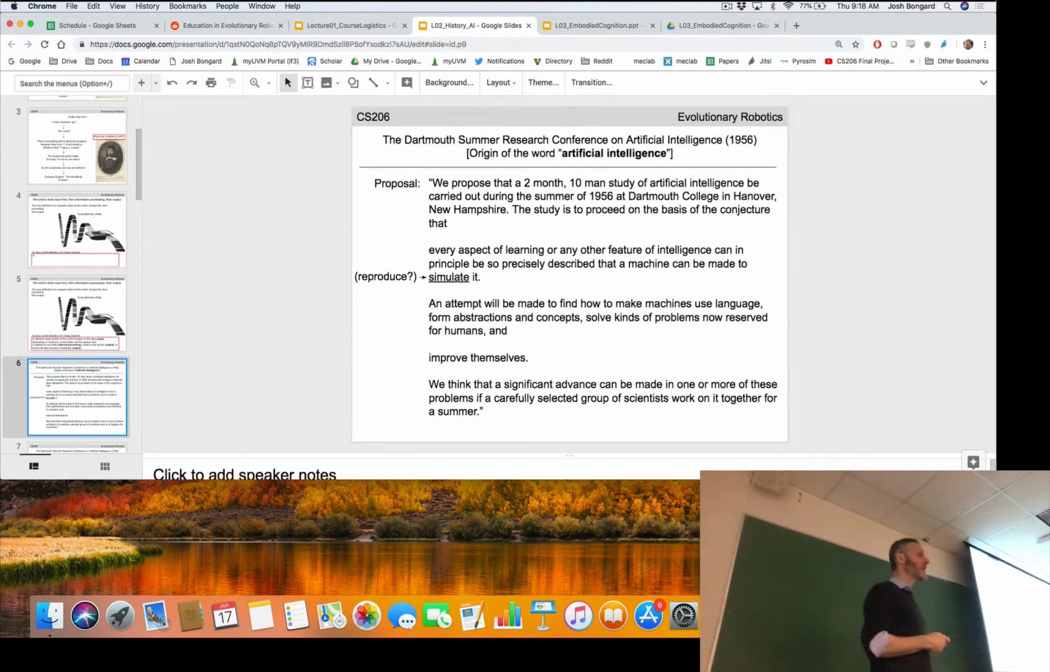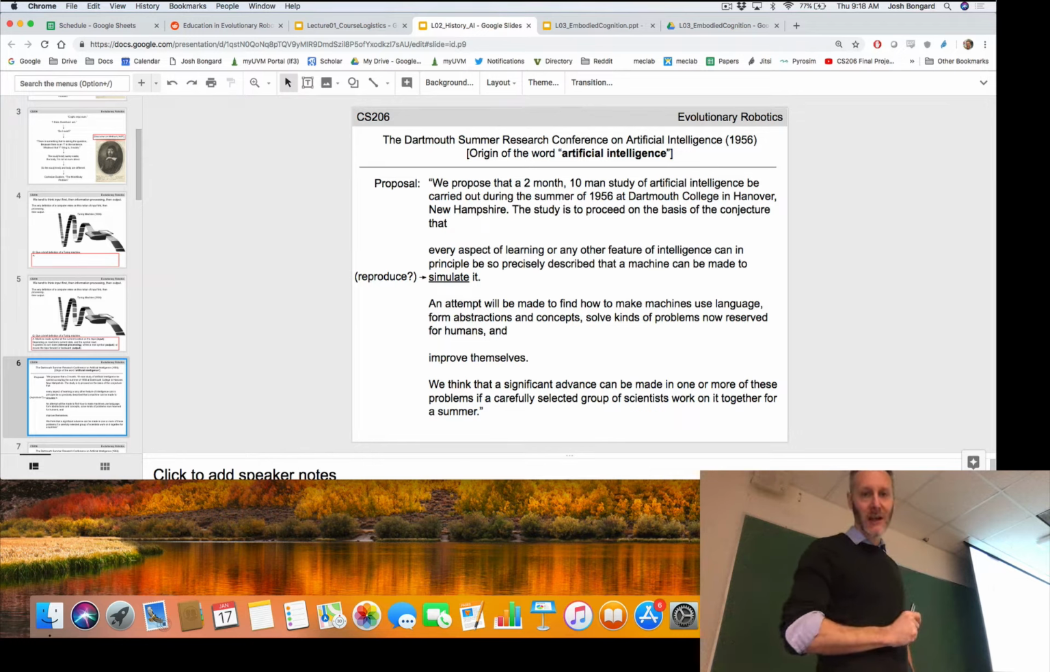Let's move forward 20 years to 1956, and we're going to just go down the road to Dartmouth College. Back in the spring of 1956, a bunch of professors got together and they wrote a proposal to the government. This is an excerpt from the proposal. We proposed that a 2-month, 10-man study, this is the 50s, so it was men, not people, of artificial intelligence be carried out during the summer of 1956. That statement of artificial intelligence was the first use of that term. They made it up at this time to refer to what they wanted to do.